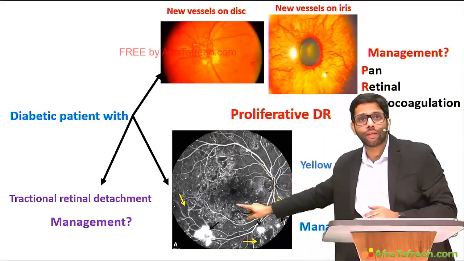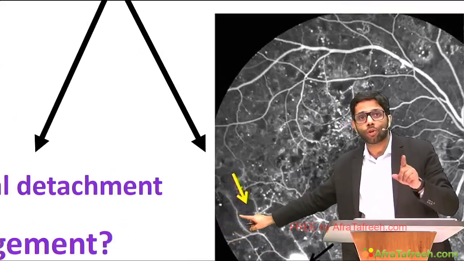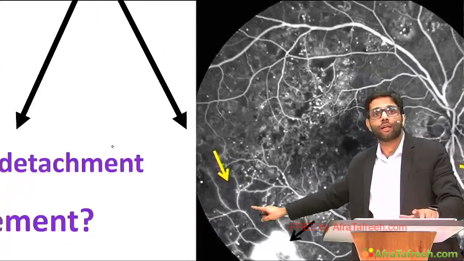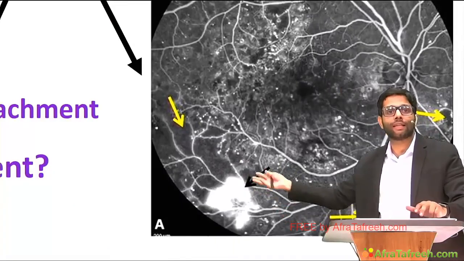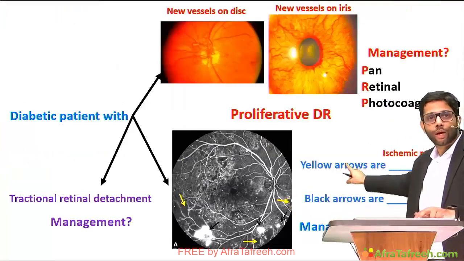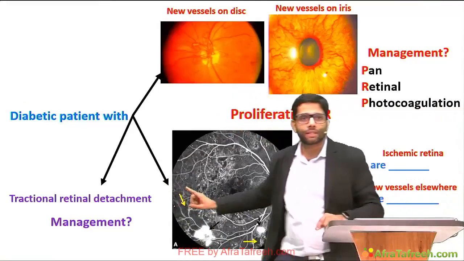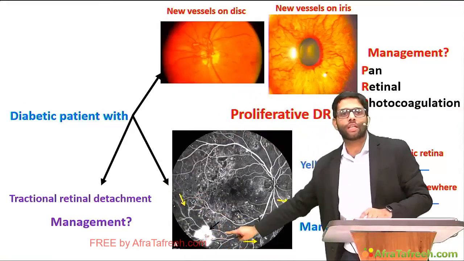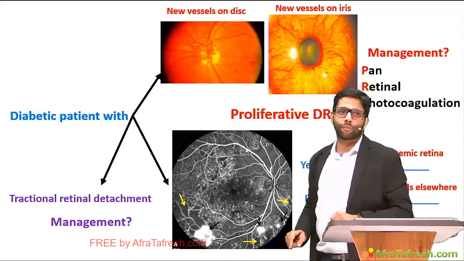Angiography, right eye. What are these yellow arrows? Yellow arrows are hypofluorescence, meaning this is non-perfused or ischemic retina. Ischemic retina produces VEGF, VEGF causes new vessels that can leak blood, and can leak the dye also. Yellow arrows are ischemic retina, black arrows are new vessels. This is new vessels elsewhere and new vessels on the optic disc. Still the stage is PDR, still the management is pan-retinal photocoagulation.